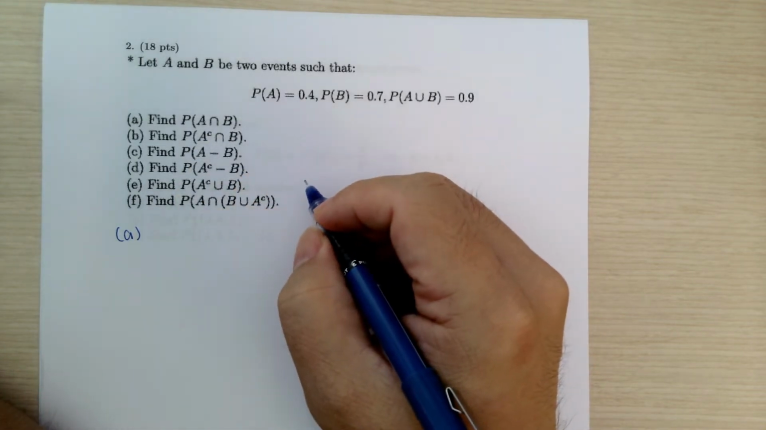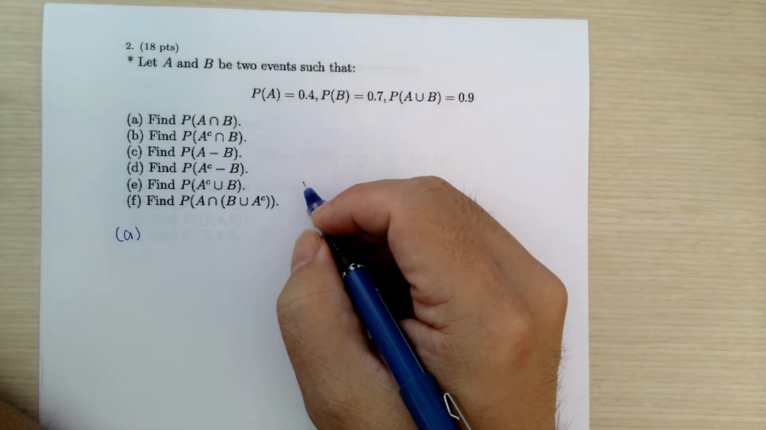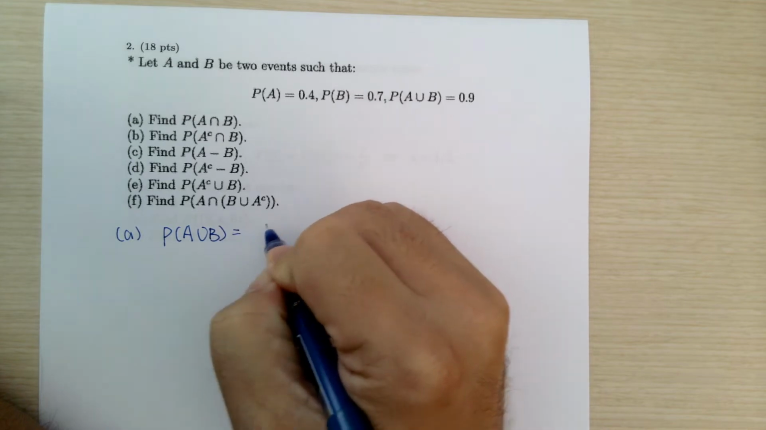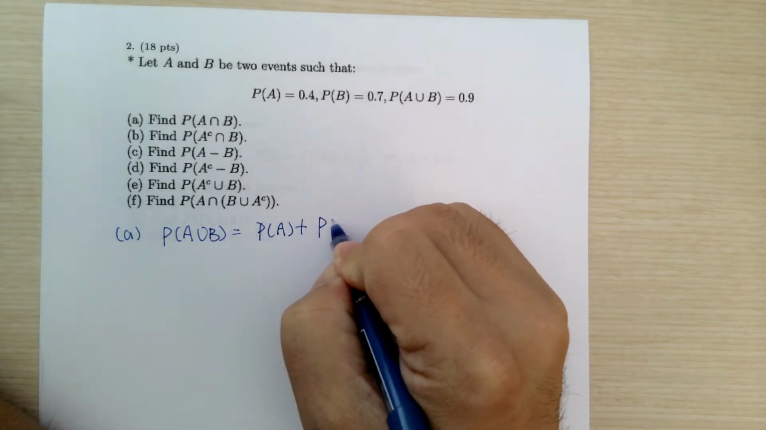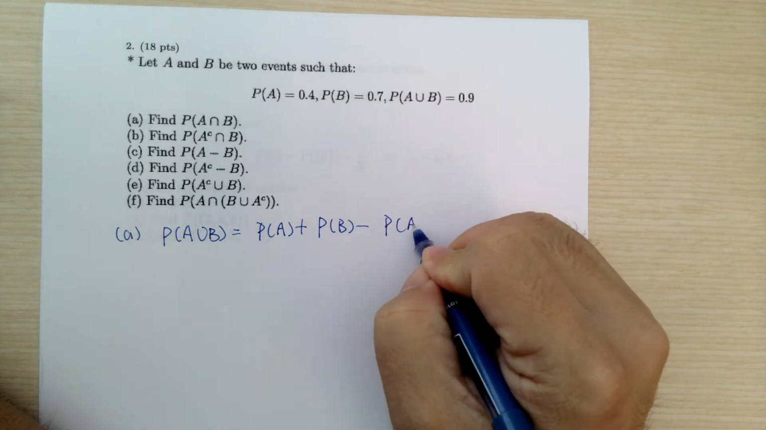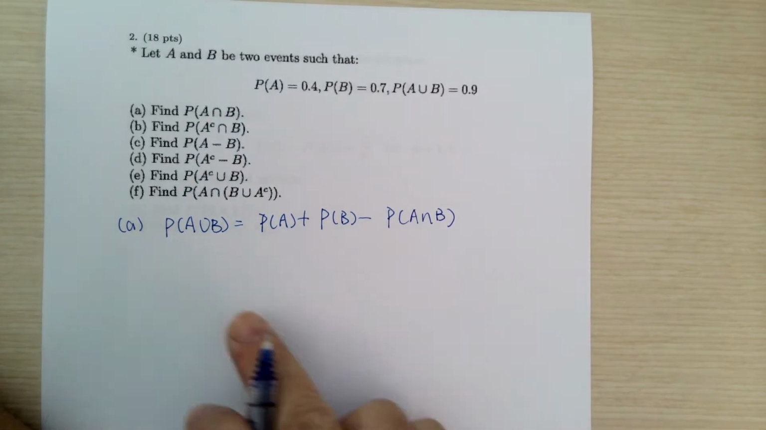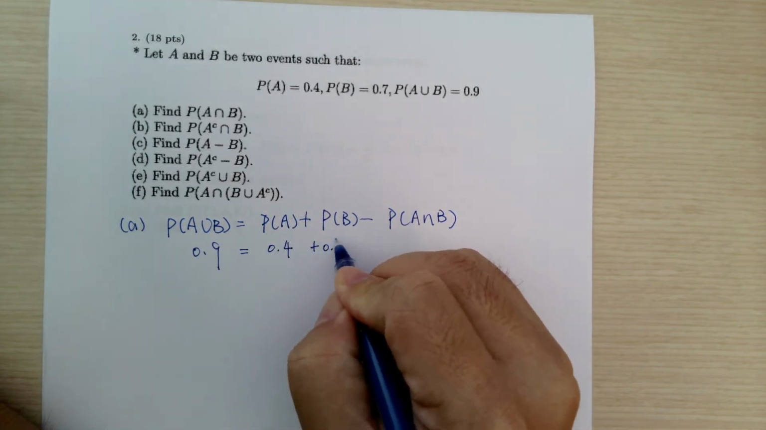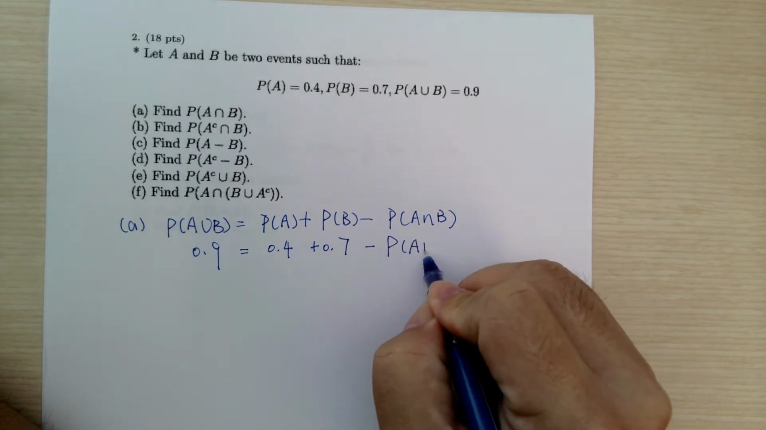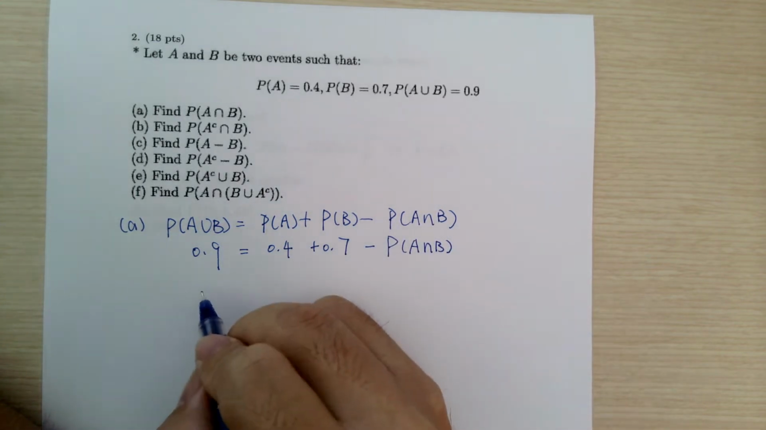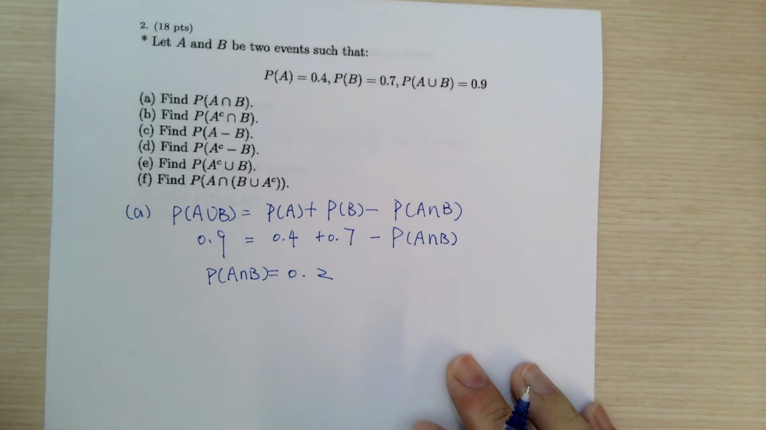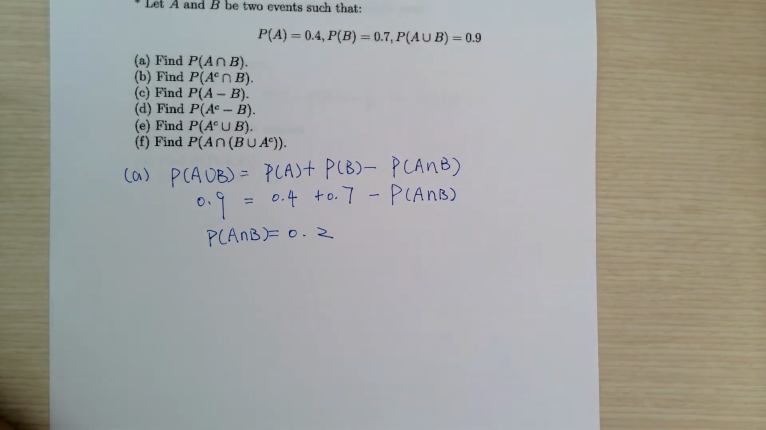Well, we know that based on the inclusion-exclusion principle, P(A union B) equals P(A) plus P(B) minus P(A intersect B). So A union B is 0.9 equals 0.4 plus 0.7 minus P(A intersect B). So it turns out you can easily figure out P(A intersect B) equals 0.2. Okay, so that's very simple to do.